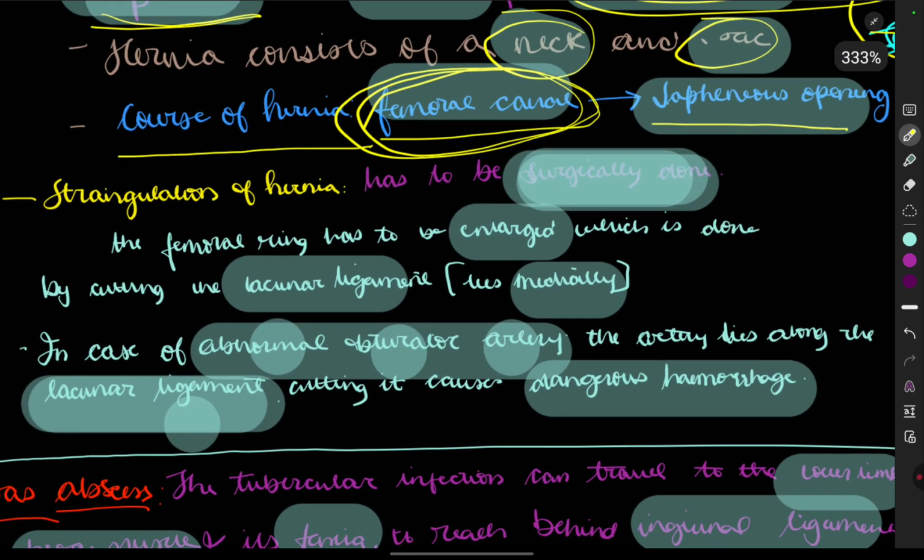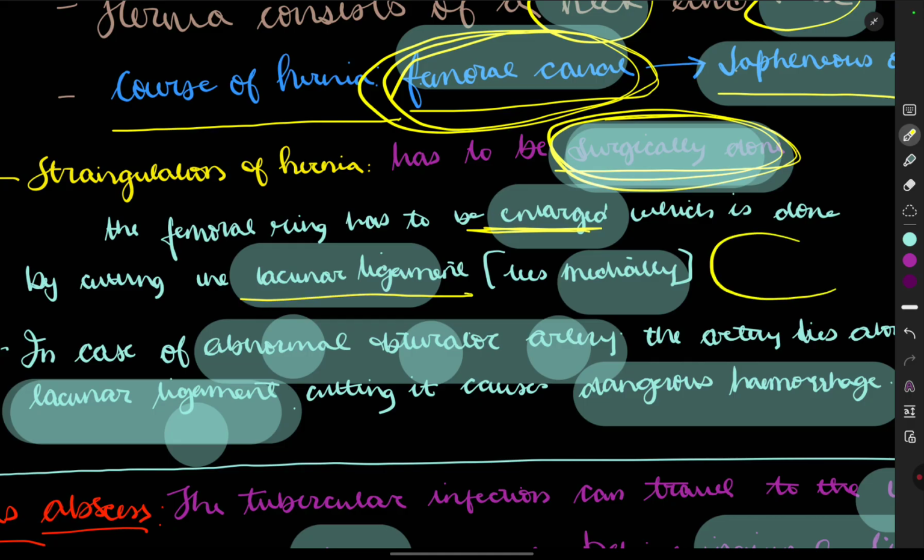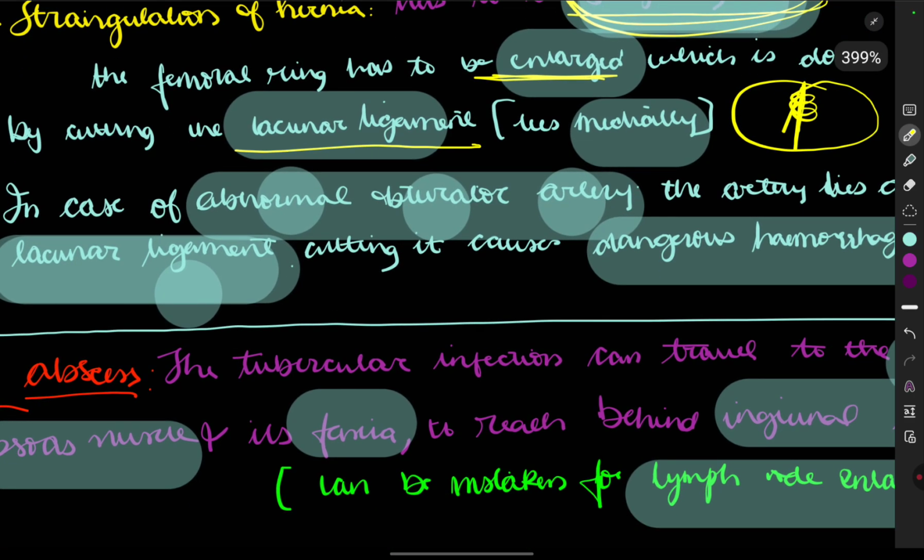Okay, now the strangulation of hernia is treated by a surgical procedure. The femoral ring has to be enlarged, which is done by cutting the lacunar ligament. See, there is the femoral ring. So suppose this is the femoral ring, to the medial side we have the lacunar ligament. By cutting the lacunar ligament we can enlarge the femoral ring and save the hernia.